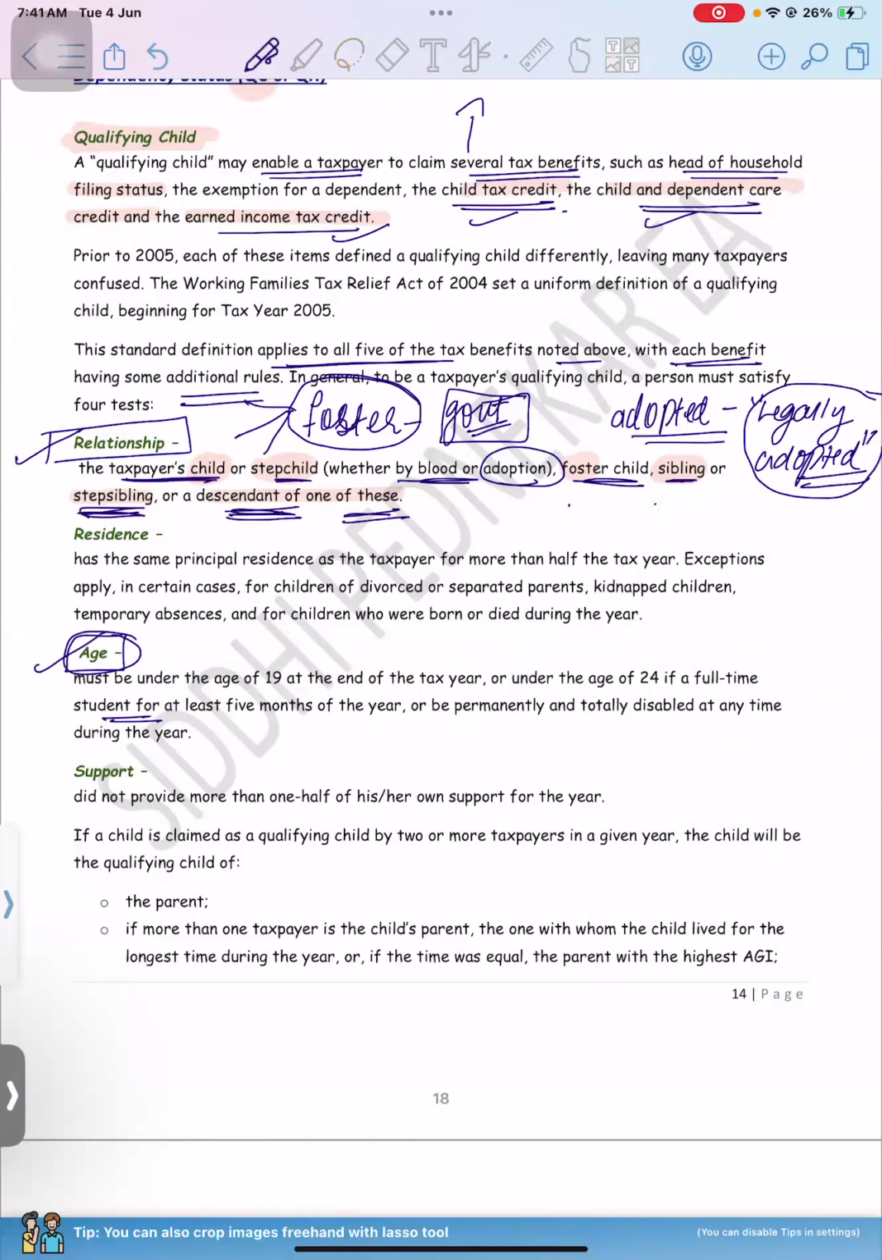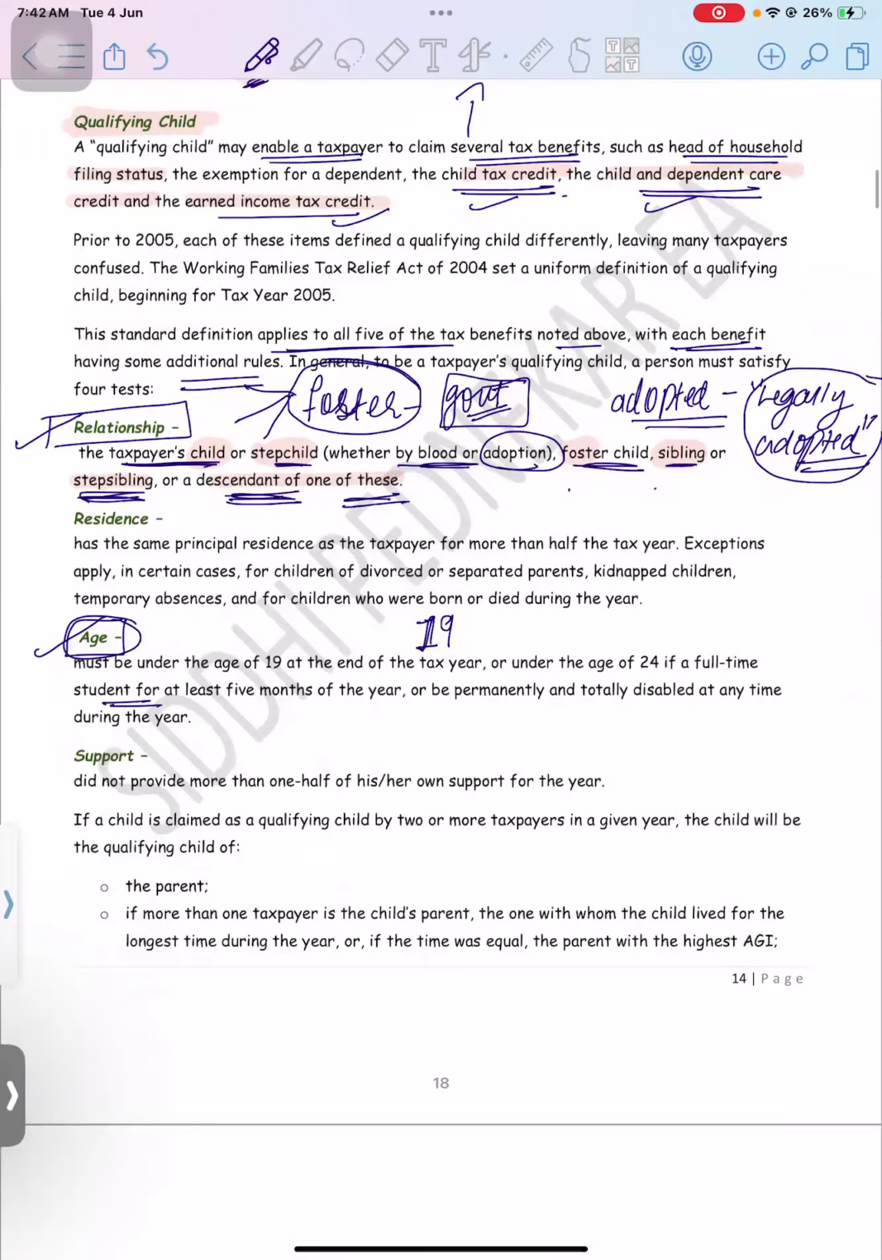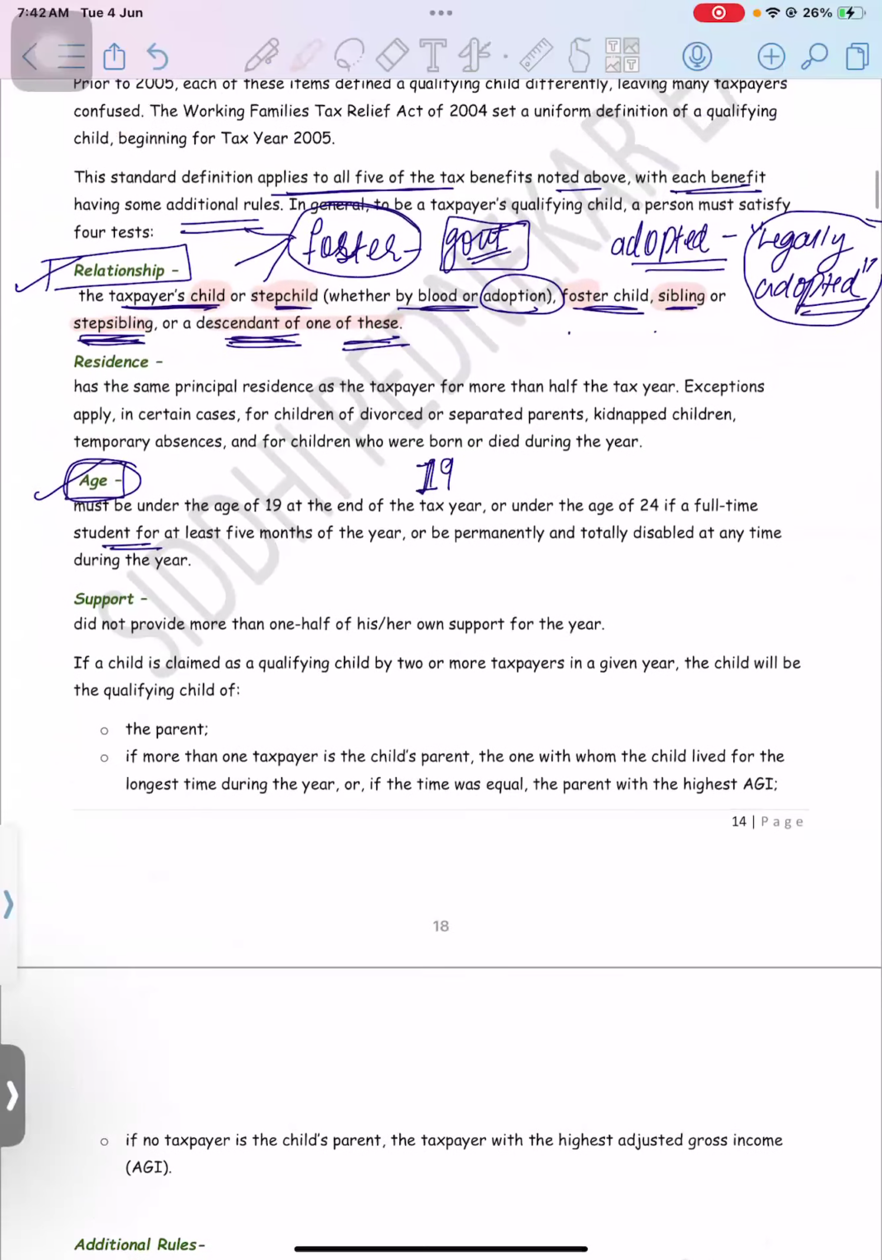In the exam they will ask you exactly on the border. Let's say they'll ask you the child is of age 19 years. So he will not be qualified for the qualifying child definition. He can be shifted directly to the qualifying relative definition. Okay, clear guys?